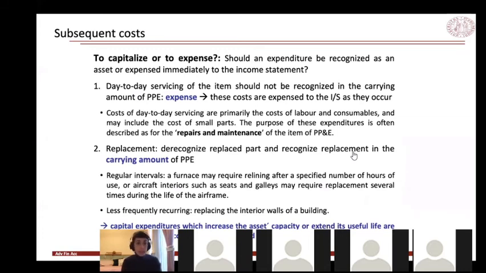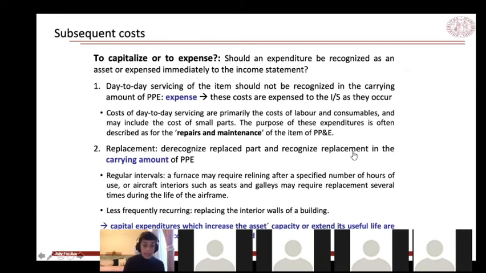What shall we do? Shall we capitalize? Shall we expense? Here you have a guideline. For instance, day-to-day services must be expensed. Replacement, on the other hand, is recognized in the balance sheet. Of course, you de-recognize the replaced part and you recognize the new part.